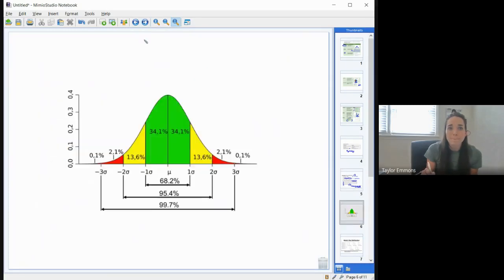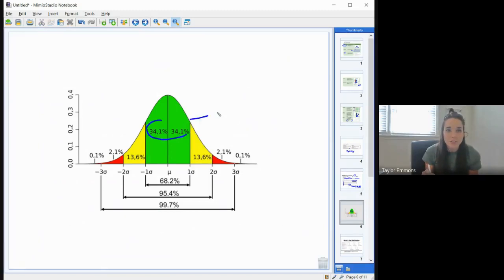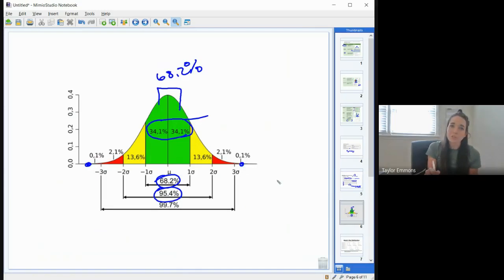Thank you. No problem. So this is the picture of that. And just like what those 4 bullet points said, 68.2% is right here. That's 1 standard deviation. If I take 34.1 and 34.1, that's 68.2% that fall within 1 standard deviation. And you can see that right here. 95.4 is 2 standard deviations. So with the green and the yellow, that's 2 standard deviations away. And then the red section would be 3. Outliers would be all the way over here.